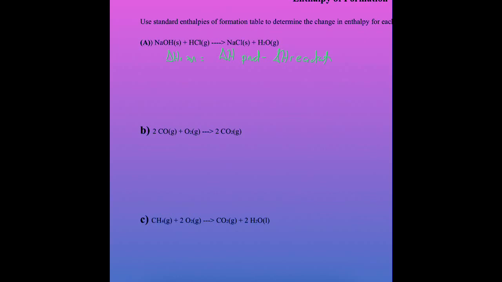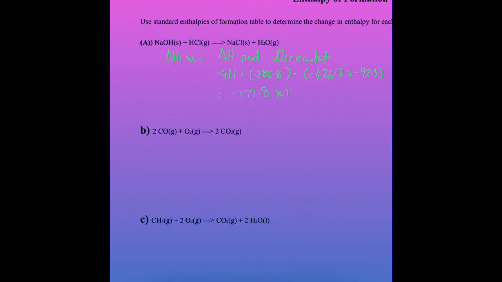My products were minus 411 plus minus 285.8, close bracket, take away minus 426.7 plus minus 92.3. Plug that into your calculator. Be very careful with the signs.